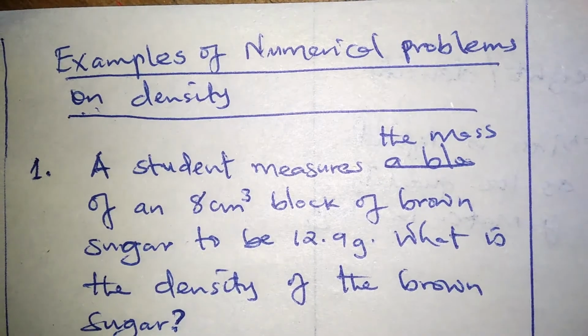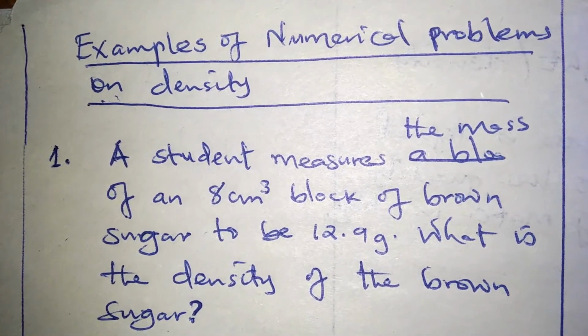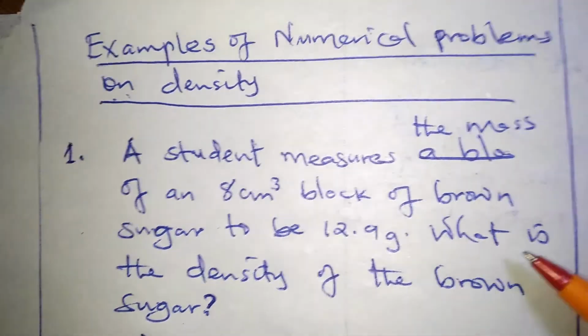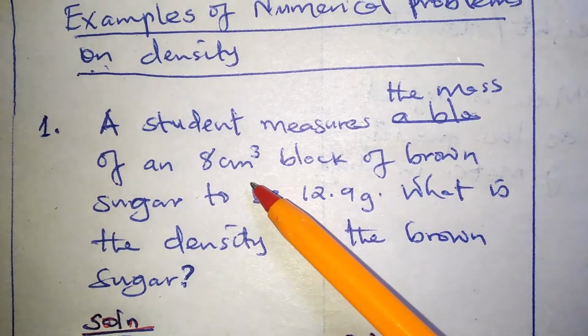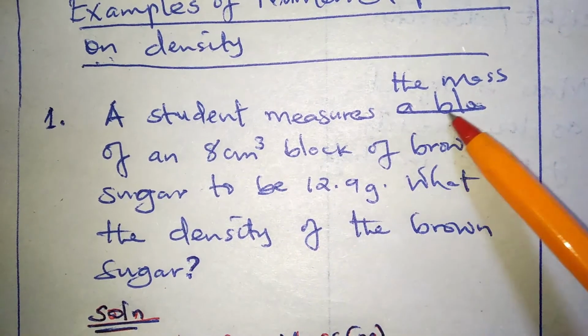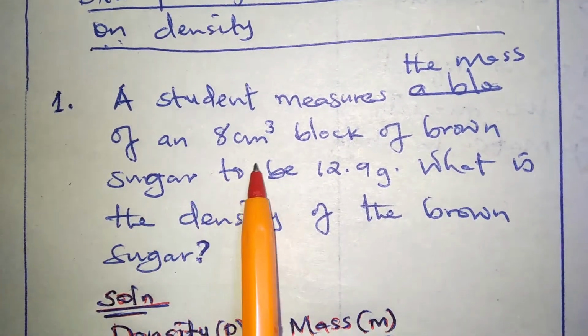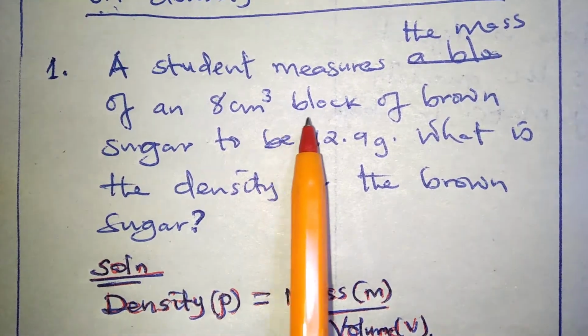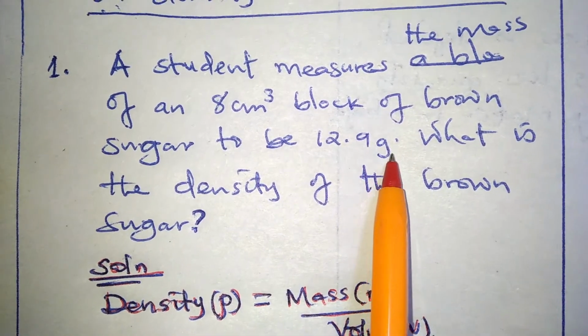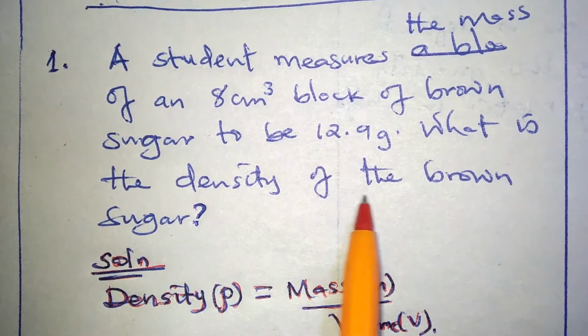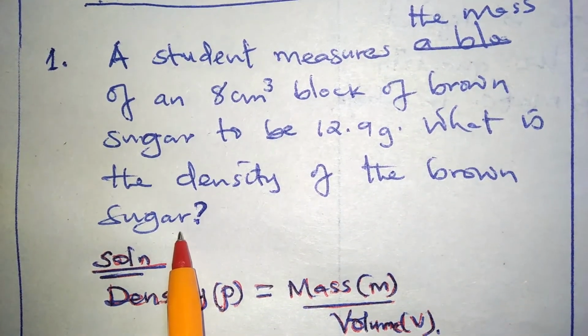A few examples here will help us to understand density better. Number one, we have a question which says that a student measures the mass of an 8 centimeter cubed block of brown sugar to be 12.9 grams. What is the density of the brown sugar?